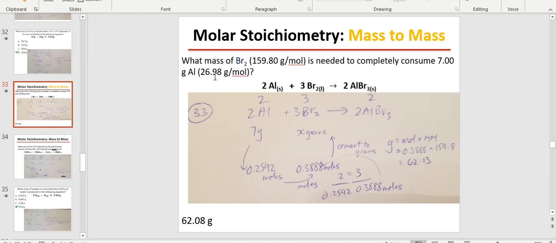What mass of bromine is needed to completely consume 7 grams of aluminum? So I'm looking for grams of bromine. So right then and there, there's an extra step at the end. I give you grams of aluminum. There's an extra step right there at the start. You got to flip that to moles.